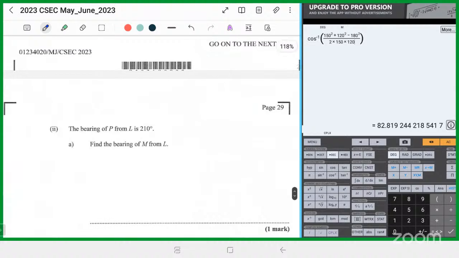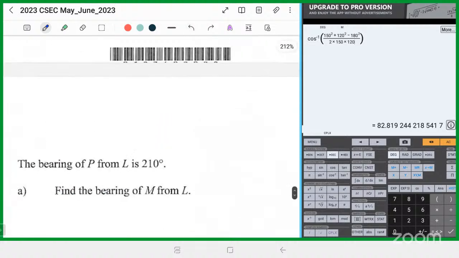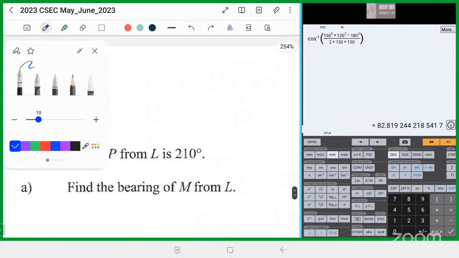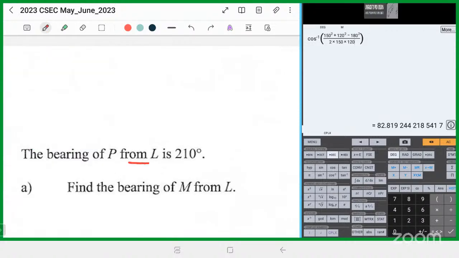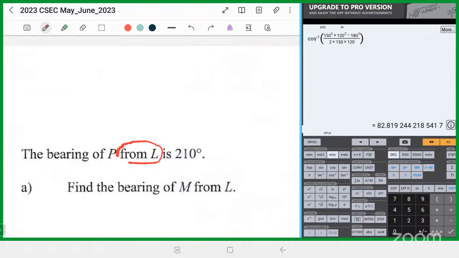Down here now, it tells us a bearing. It says the bearing of P from L. Always take note of the composition. It's from L to P. The bearing is 210 degrees. I want to show this on the diagram. Show that bearing on the diagram.